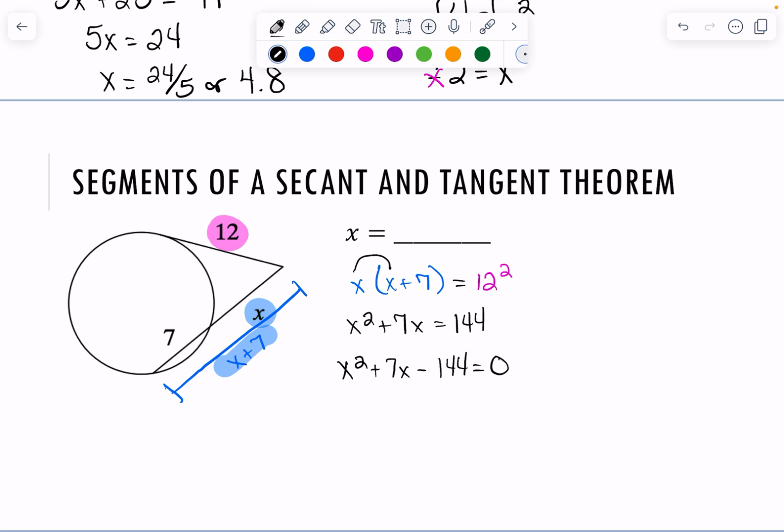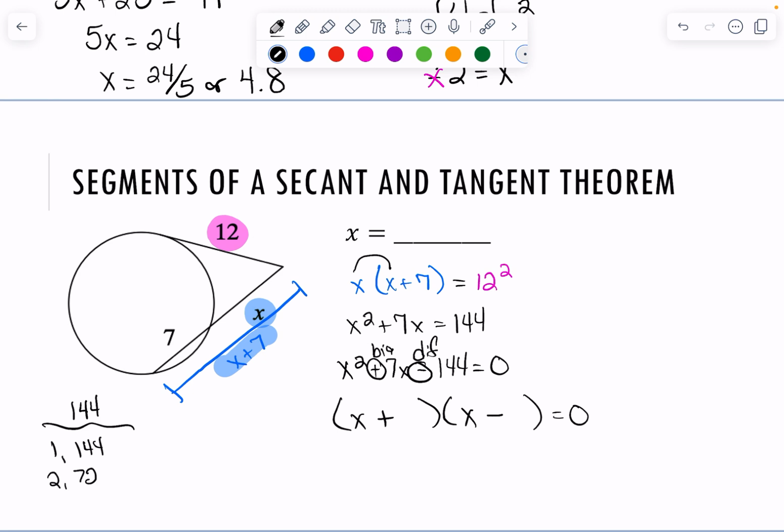So now we could try to factor it. Let's see if we know all our factors of 144, quick enough and easy enough to make it worth our while. This one tells me the signs are going to be different. The plus is going to go to the biggest number. So now I'm just going to come over here, factors of 144. So here we go. We got 1 and 144, 2 and 72, 3 and 48, 4 and 36. 5 doesn't go.